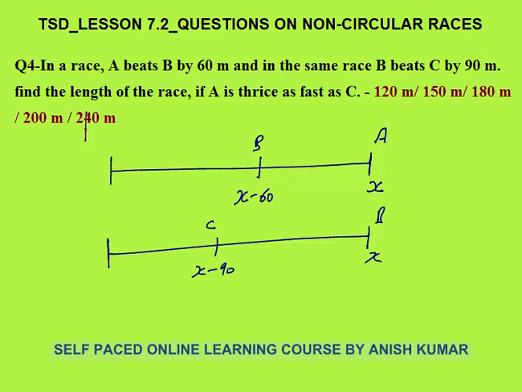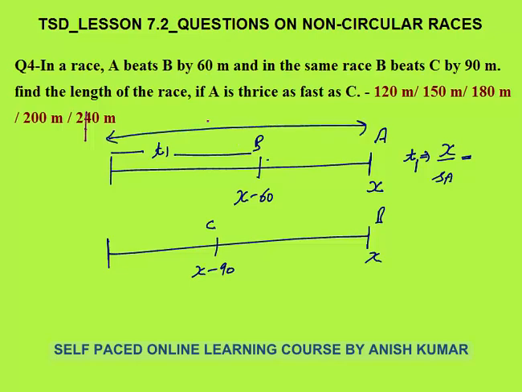Now we don't know where C was in the above situation, so we can take that. Let's say in time t1, A covered x distance. So distance covered by A is x, speed of A is SA. In the same t1 time, B reached x minus 60. So B covered x minus 60, time is x minus 60 upon speed of B.